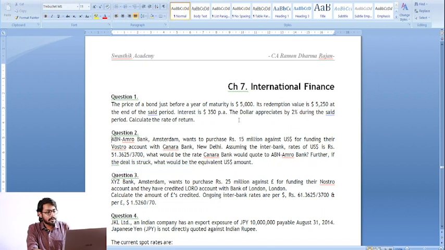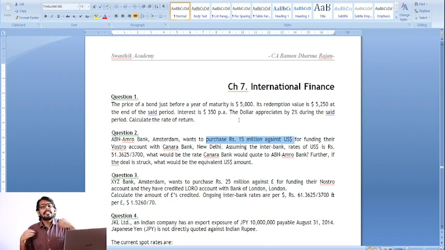ABN AMRO Bank Amsterdam wants to purchase 15 million rupees. Okay, 1.5 crore rupees he wants to purchase. For funding their Vostro account, I'll explain what is Vostro account. Keep that aside. Okay, you don't need that sentence. You just need to know he needs to purchase 15 million rupees against US dollar. He wants to give US dollar and purchase 15 million rupees.